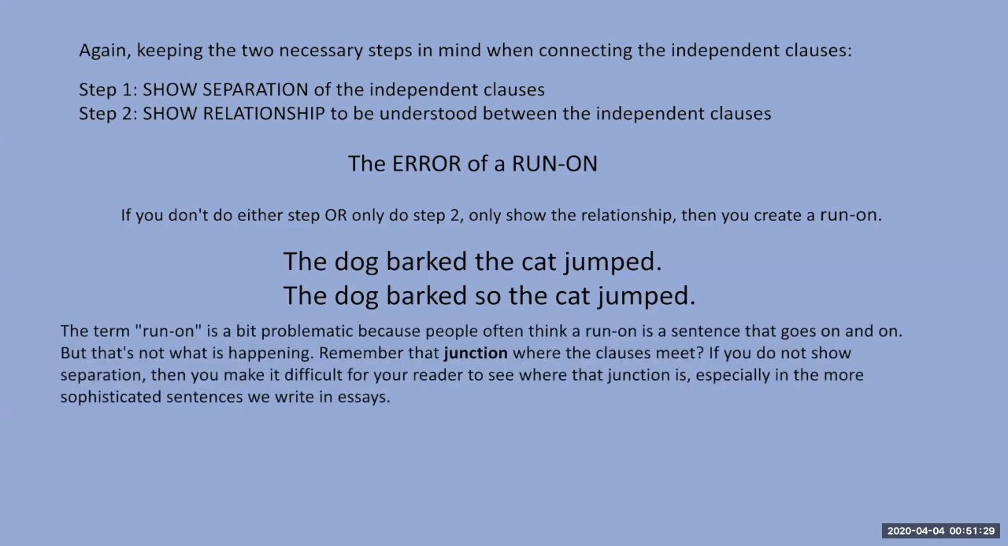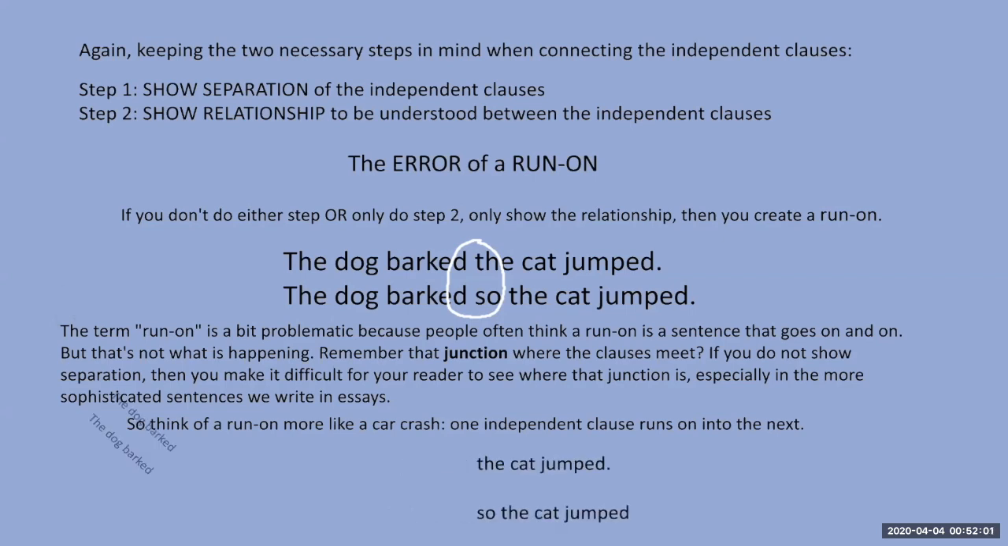The term run-on is a bit problematic because people often think a run-on is a sentence that goes on and on. But that's not what is happening. Remember that junction where the clauses meet. If you do not show separation, then you make it difficult for your reader to see where that junction is, especially in the more sophisticated sentences that we write in essays. So think of a run-on more like a car crash. One independent clause runs on into the next. The cat jumped, dog barked. They just smashed together because there are no commas there.